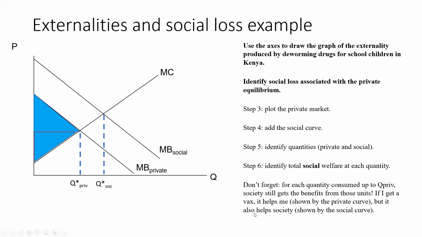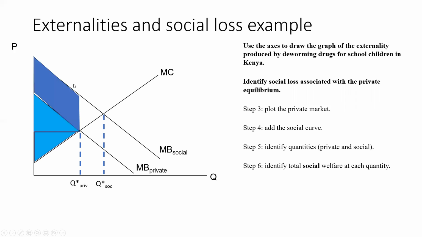consumed. So if I get a vaccination, it helps me, which is shown by this value on the private curve. So I value this vaccine, let's say at $10, but it helps society by an additional amount, maybe all the way up to $14. So think about the quantity, and then see what the total social benefit is. You don't want to forget about this part.